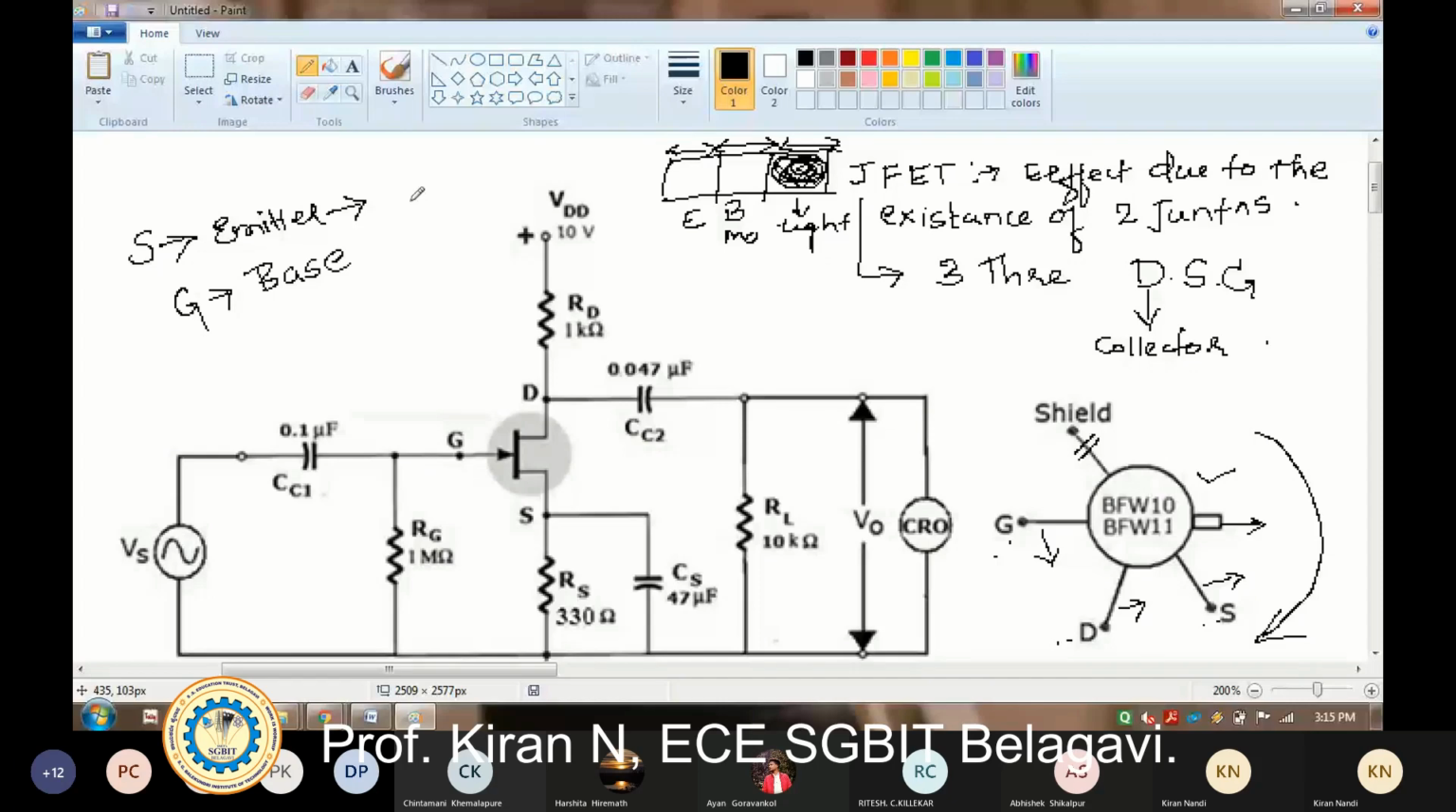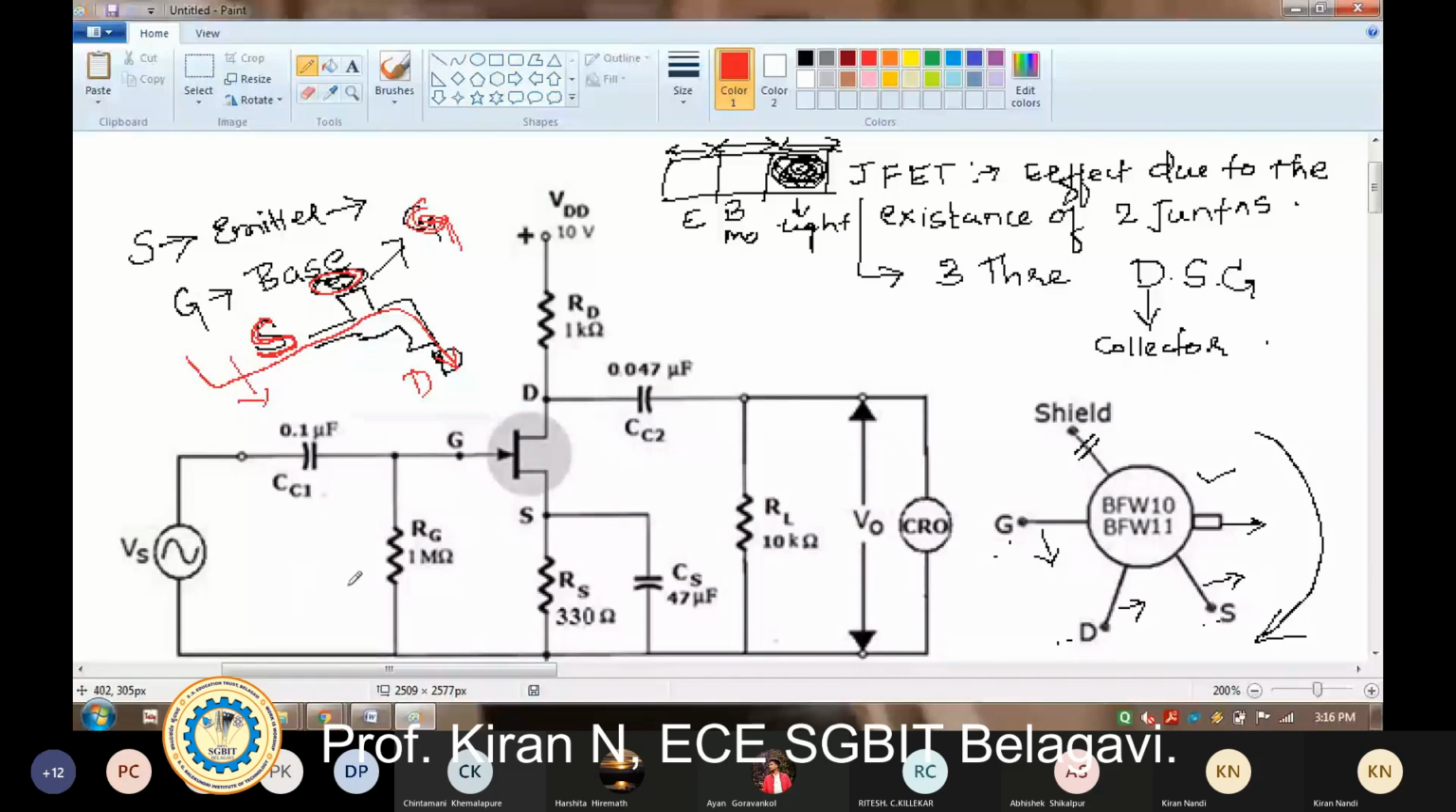I had given one example in the last class: the gate is just like the valve of a tap. So this is gate, this is source, and this is drain here. You can see I'm marking with the red color. This is source, this is gate, and this is drain. Whatever water flows through the source terminal is collected in the drain, and the flow of that water is controlled by the gate terminal, which is acting as a valve.